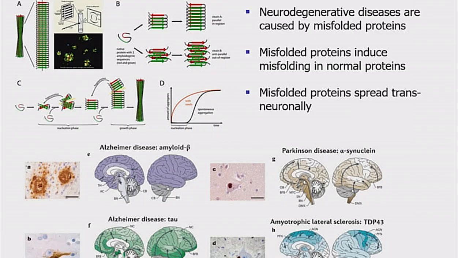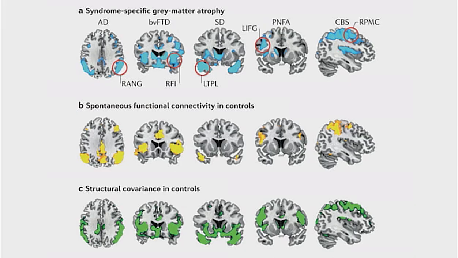Diseases like Alzheimer's disease, Parkinson's, and so on all involve slightly different proteins. They all have slightly different points of origin, and ultimately the spreading patterns are different, but the mechanism could be very similar. And what you can see here is one of the first examples of this at the systems level. At the top you see atrophy patterns in various neurodegenerative syndromes. And what you can see is that they look a lot like patterns of functional connectivity, and they look a lot like patterns of anatomical covariance. In other words, the atrophy pattern is very similar to patterns of connectivity.